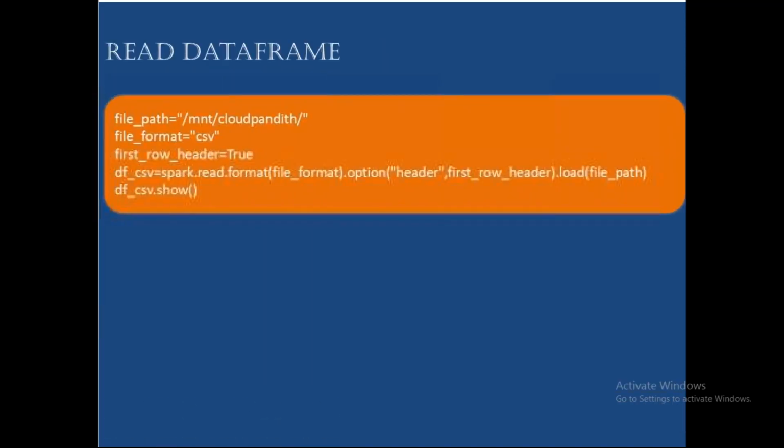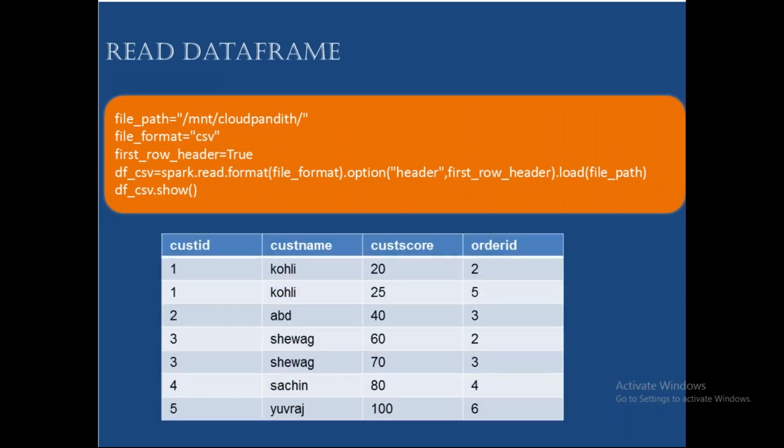Okay, now read data frame. See, this is how I read the data. Let's say file path equal to this, which is the file location, file format is CSV, and header is true, meaning whether the first row has column names in the file or not. So how to read: spark.read.format of this format. If it is CSV, CSV. If it is parquet, parquet. If it is ORC, ORC.